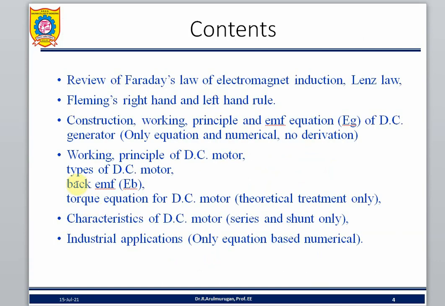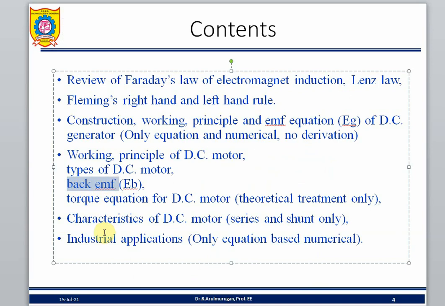So that's all, this is called back EMF. One more question: the induced current opposite to the supply voltage is called dash. That is called back EMF. The induced EMF or current that is opposite to the supply voltage is called back EMF.